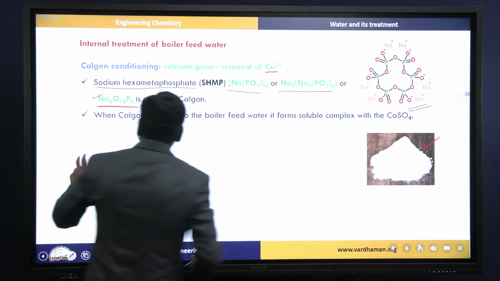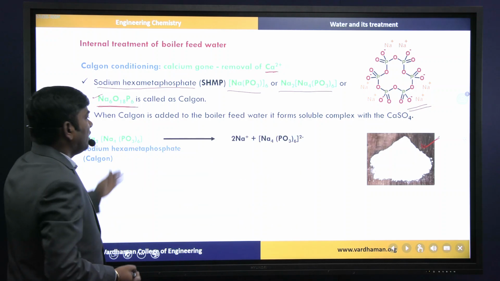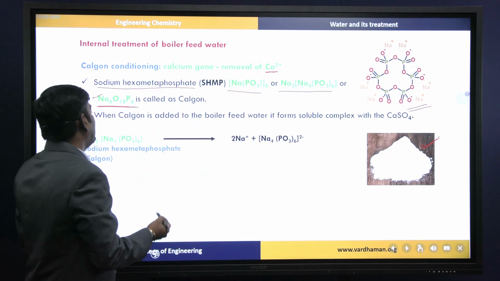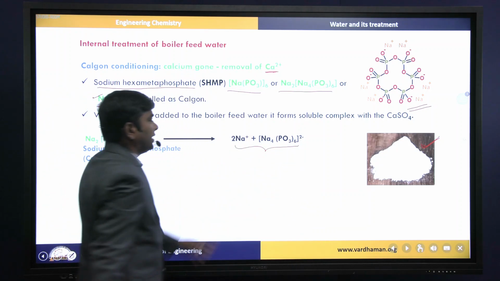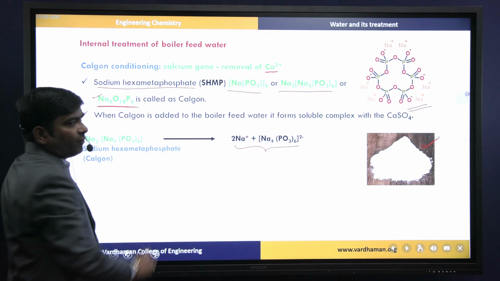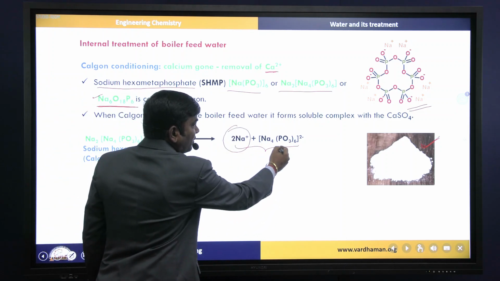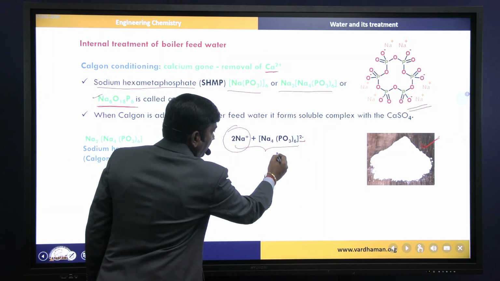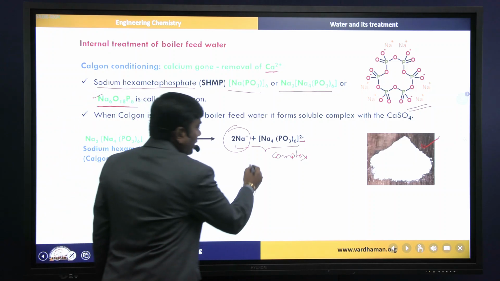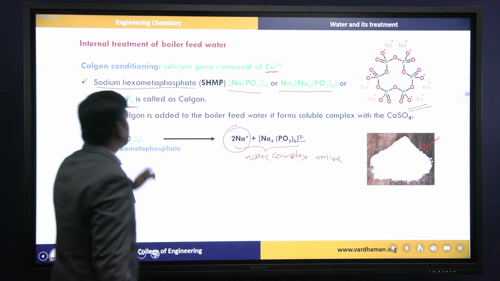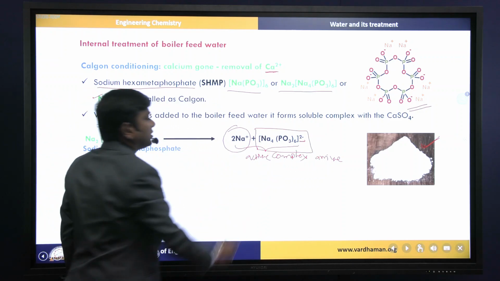Let's see the reactions. What happens when we add Calgon to the water? After adding Calgon to the boiler feed water, it immediately undergoes ionization. Here we can observe the ionized form. We get Na plus and Na4 PO3 taken 6 minus 2. Actually it is a complex. This is called an active complex anion, which is a very important one.